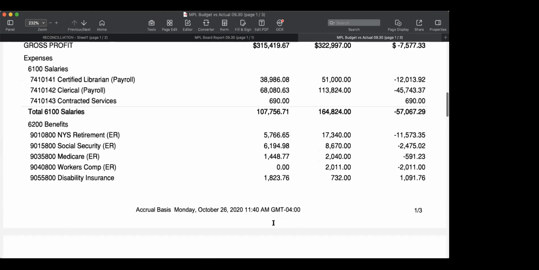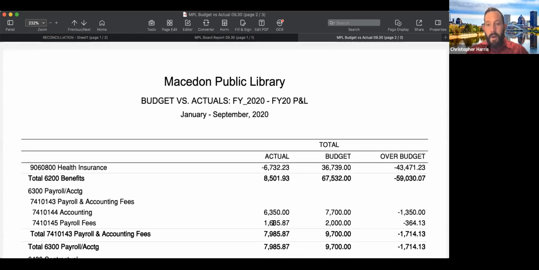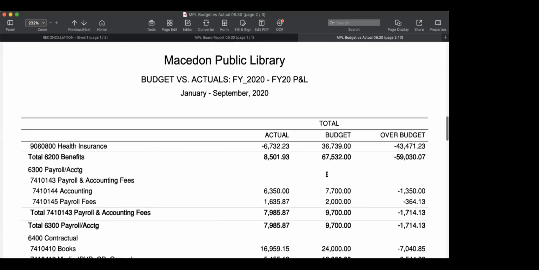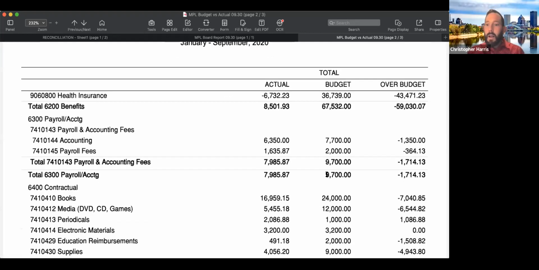On the benefit side of things, we are very under budget. The biggest reason there is that health insurance line. You'll see right on the screen that I'm showing that $36,000 was budgeted, and we actually have a negative $6,732 because we have some withholdings from employees, and we haven't had any payments to the town in 2020. So that will correct itself next month based on the previous discussion.